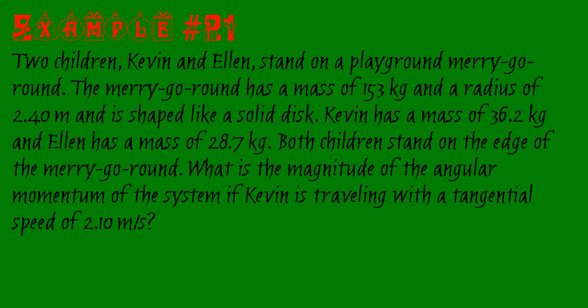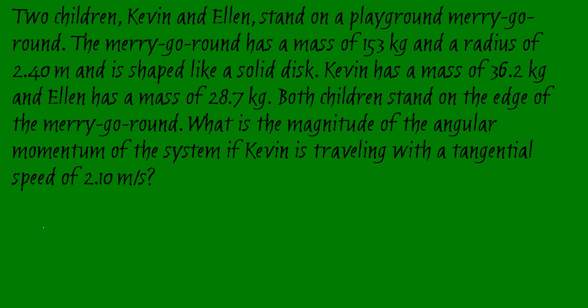In this example problem, there are two children, Kevin and Ellen, who are standing on a playground merry-go-round. We're told its mass and its radius, and that it's shaped like a solid disk. We're also given Kevin and Ellen's mass, and the fact that both of them are standing on the edge of the merry-go-round. In other words, their distance from the axis of rotation is the same as the radius of our disk. We're asked to calculate the magnitude of the angular momentum of the system, given that Kevin has a tangential speed of 2.1 meters per second.